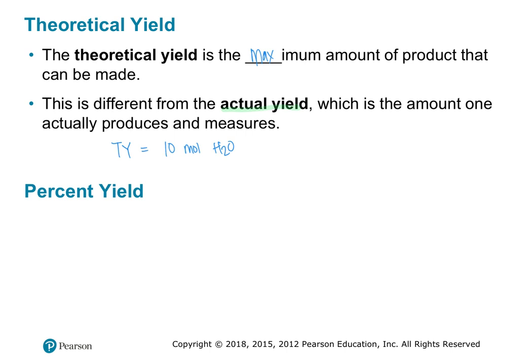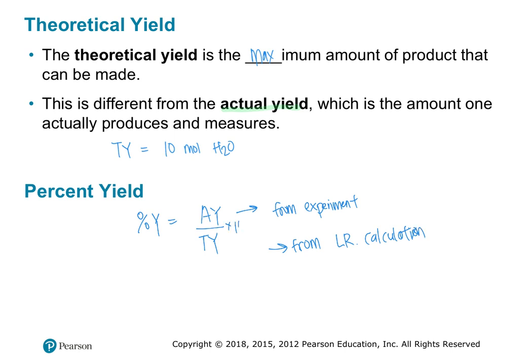So percent yield is very similar to percent and other things. Percent yield is going to be the actual yield from experiment divided by theoretical yield. This is from your limiting reactant calculation. And then you're going to times by 100.